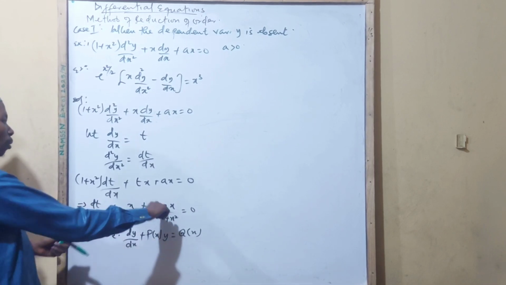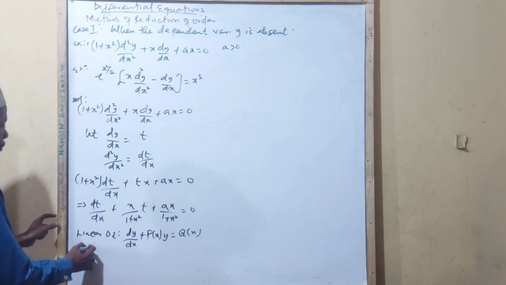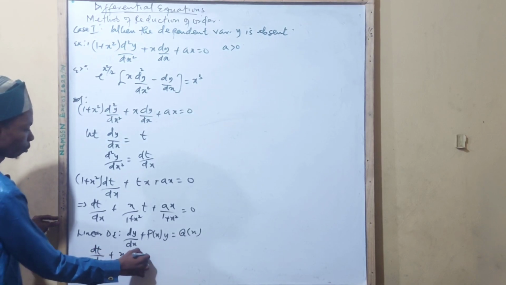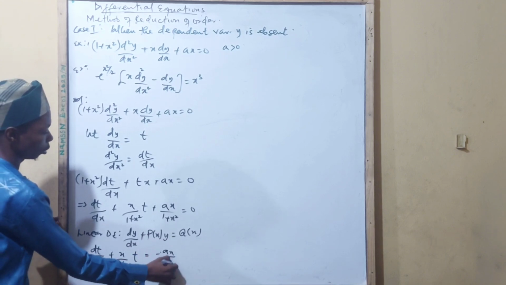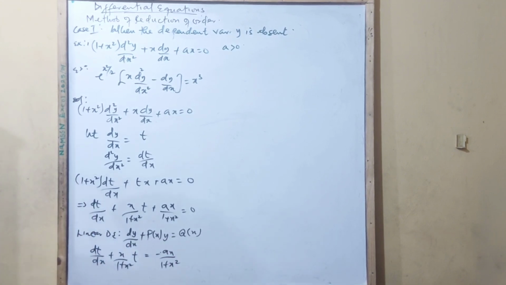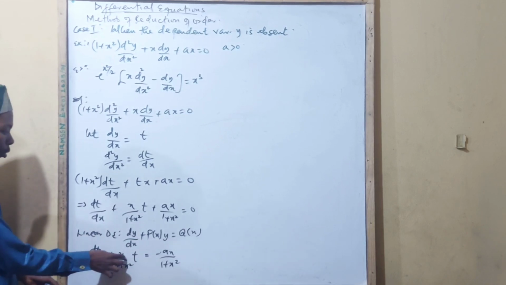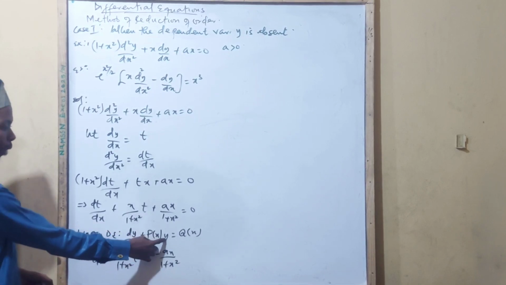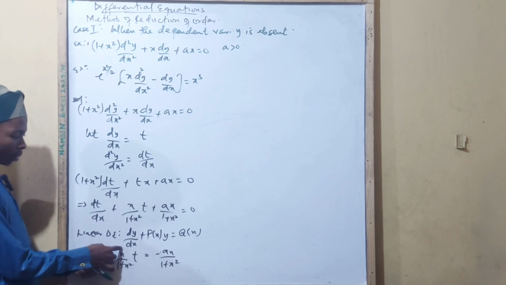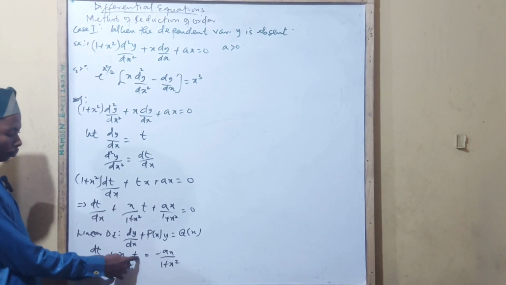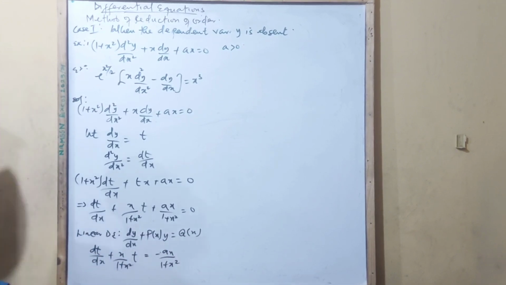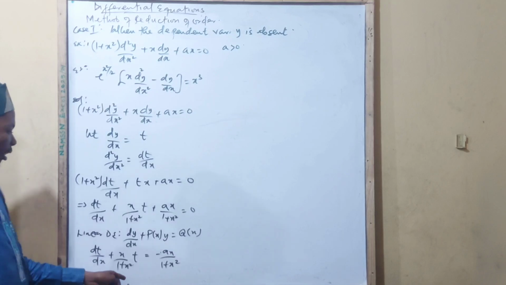So I will bring this to the other side. This will change to dt/dx plus x over (1 plus x squared) t equals minus ax over (1 plus x squared). And how do we solve a linear differential equation? We use the method of integrating factor. Now look at this one, dy/dx plus p of x times y. Now dt/dx plus a function of x times t equals a function of x. So we are going to use the integrating factor.